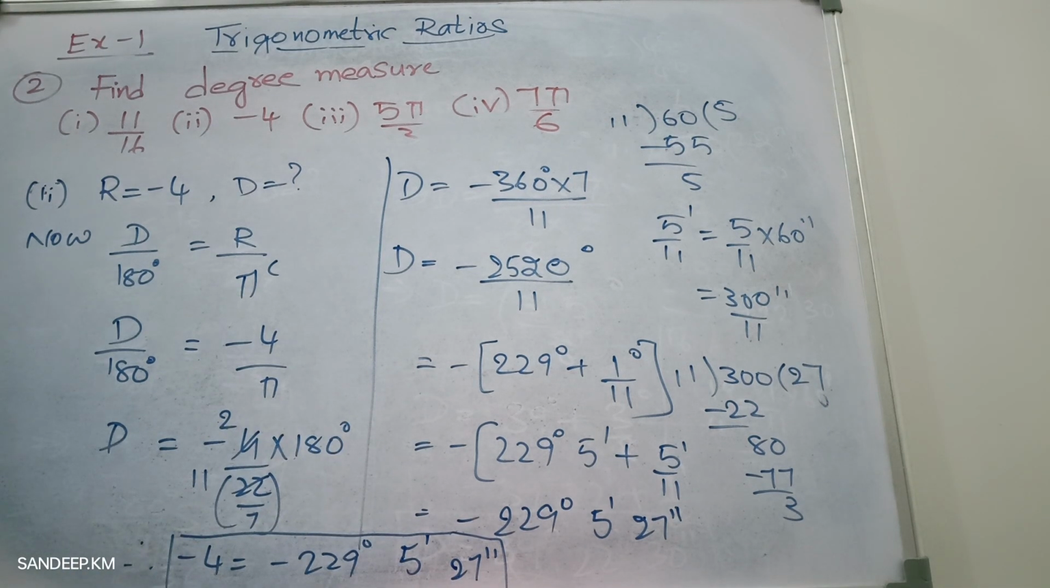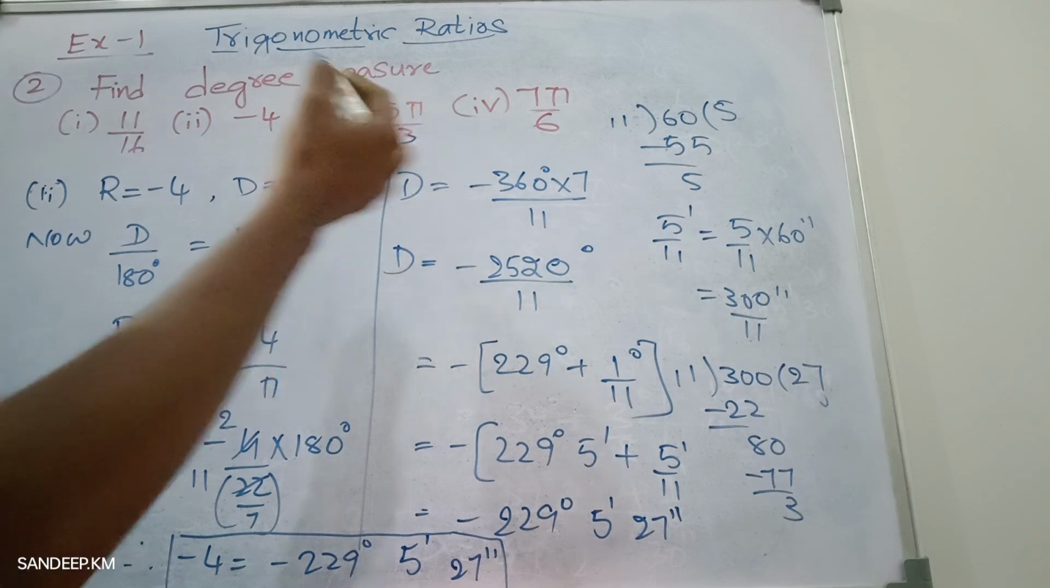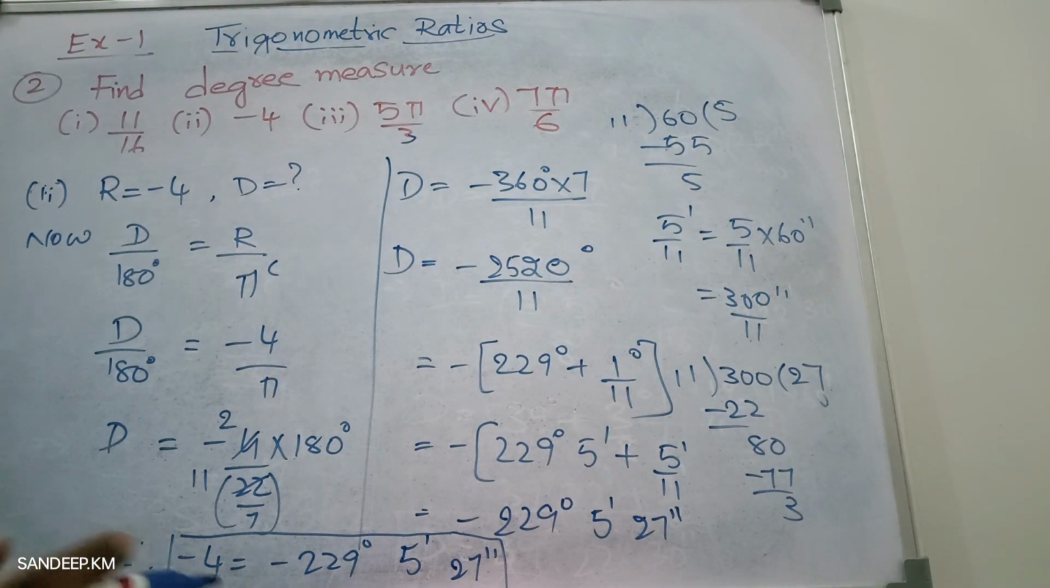So we'll go with the next one. These two are very easy: 5 pi by 3 and 7 pi by 6. If I find 5 pi by 3 in degree measure, you can find 7 pi by 6 in degree measure.